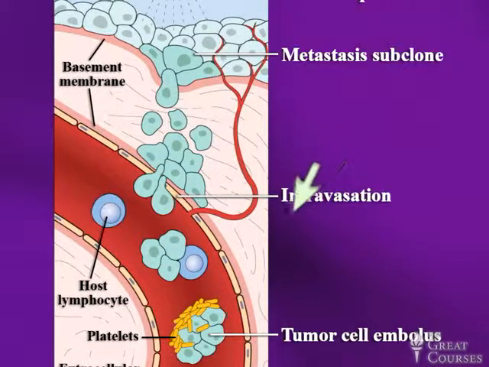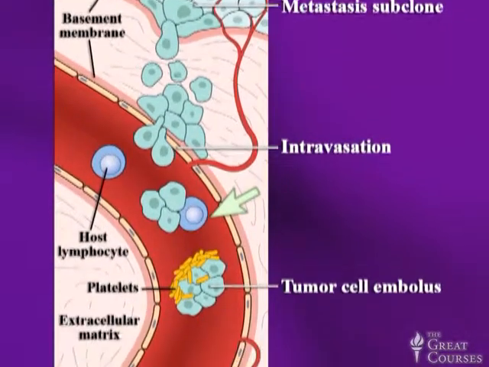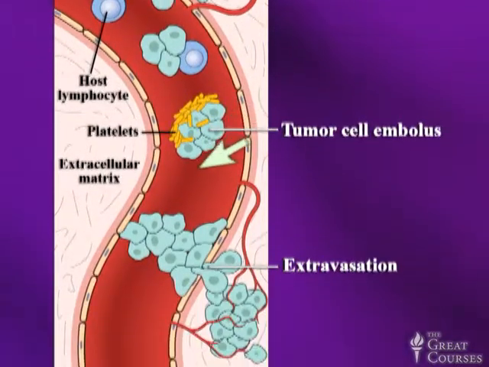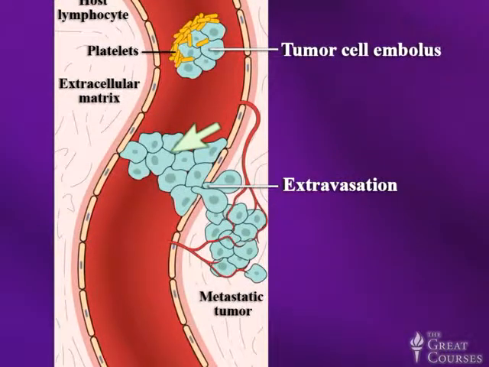They then circulate, and look at the way the lymphocytes and the platelets clump the tumor cells together until they get big enough to get into a tumor cell jam somewhere, and then they extravasate. They exit the vessel and begin to form a metastatic tumor here, again calling in their own blood supply.